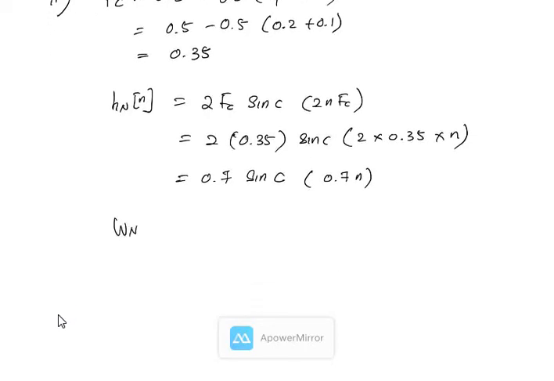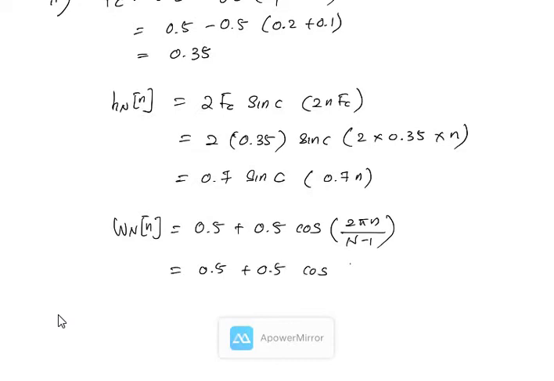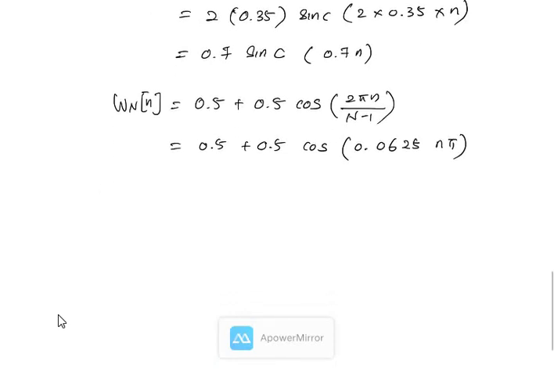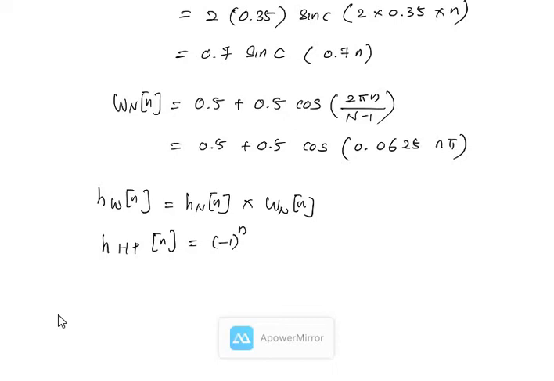And then Wn is 0.5 plus 0.5 cos 2πn divided by N minus 1. This is equivalent to 0.5 plus 0.5 cos 0.0625nπ. So this means Hwn is equal to Hn multiplied with Wn. And for the spectral transformation, Hpn is equal to negative 1 to the power of n times Hwn.